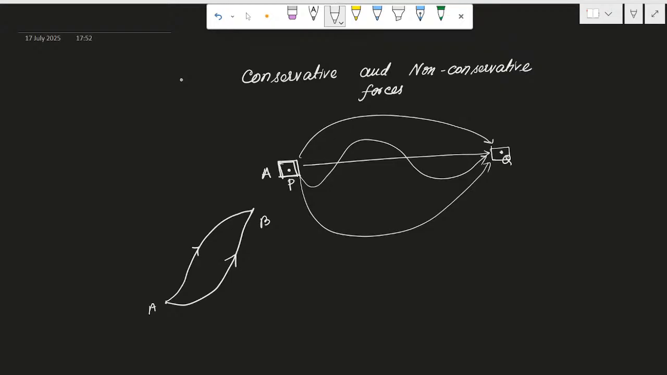Okay. Then the work done on the particle is the same along the two paths. If I consider this is path 1, path 2, then the work done to displace a particle from A to B, which I am representing as WAB along path 1, is equal to WAB along path 2. This is the nature of the conservative force. Do you understand?